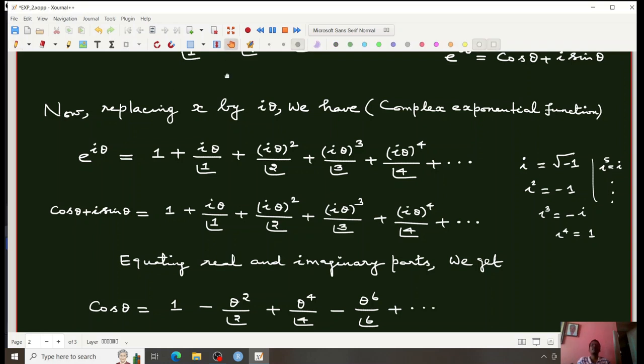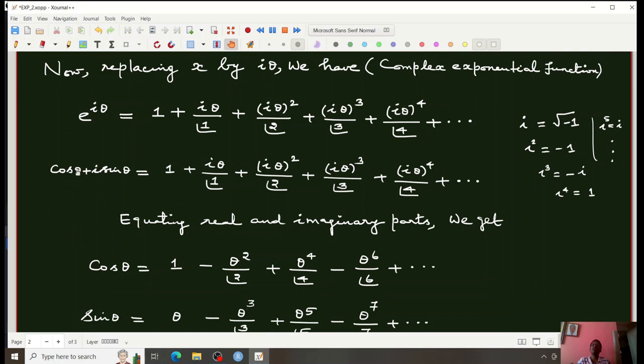Okay. So what we do is we equate real and imaginary parts in this equation. When we equate real parts, you collect all the parts which are independent of the term I. So you will have cos theta, which is the real part on the left hand side, and there is no I term here, so 1 will be there. Here we have I square, which is minus 1. So this is real part, so minus theta square by 2 factorial.